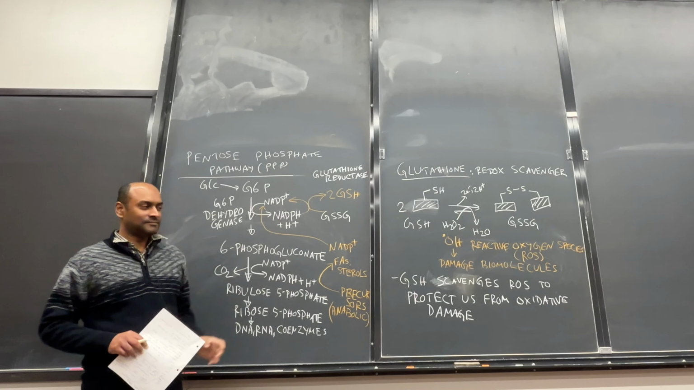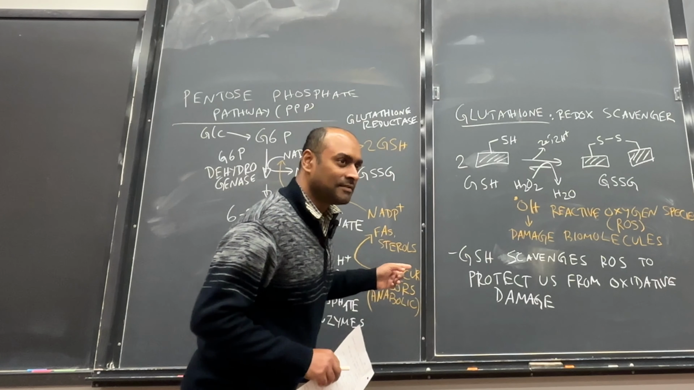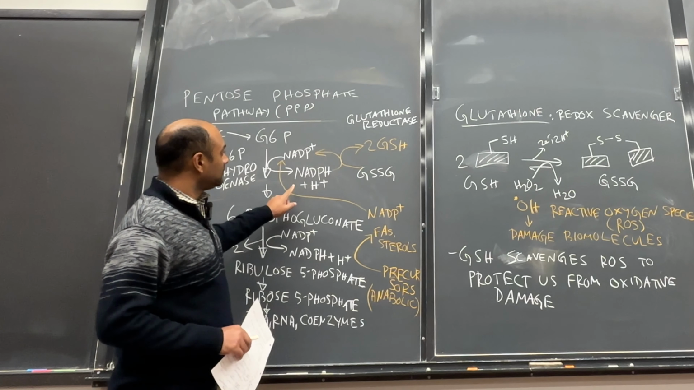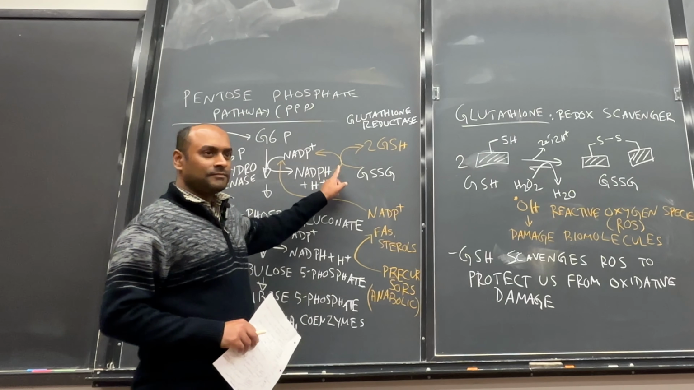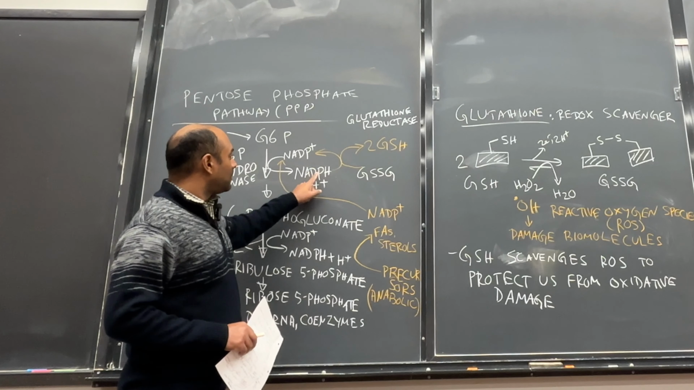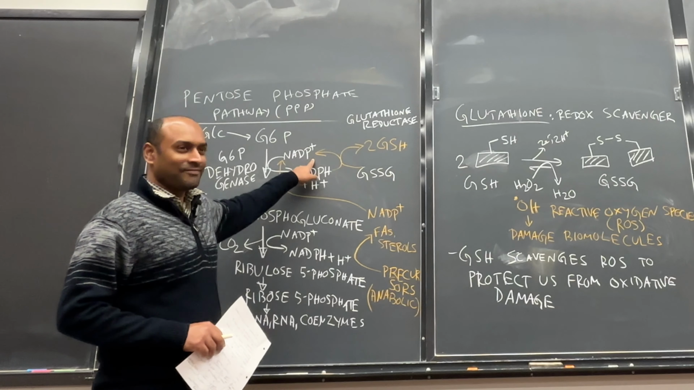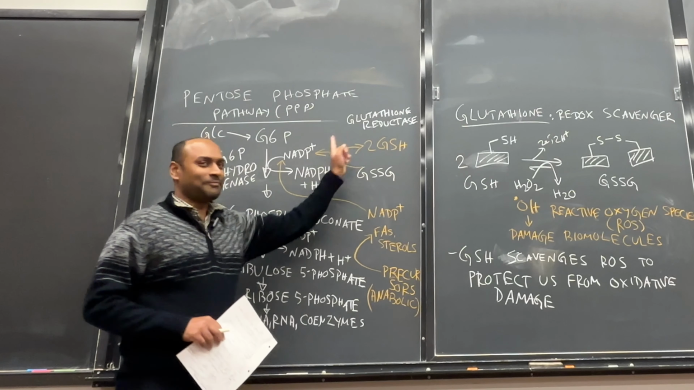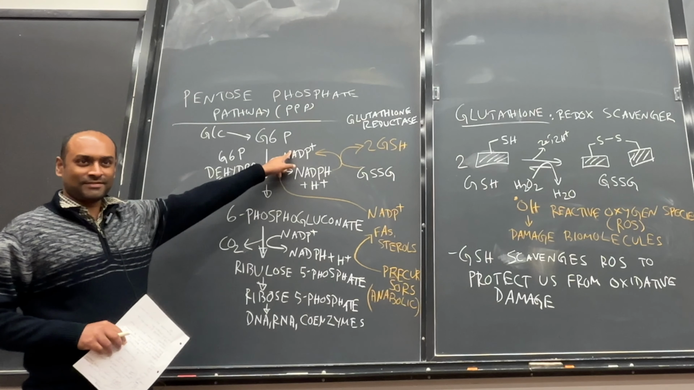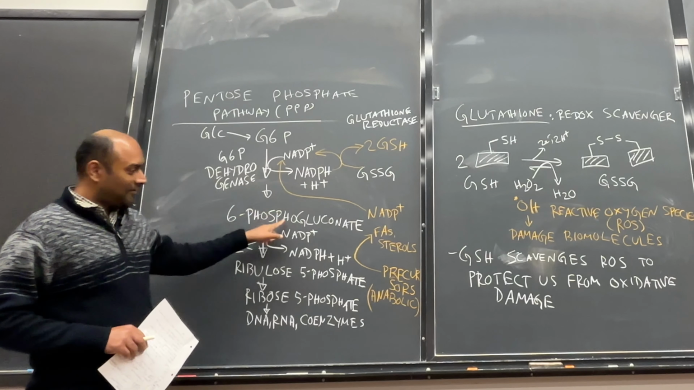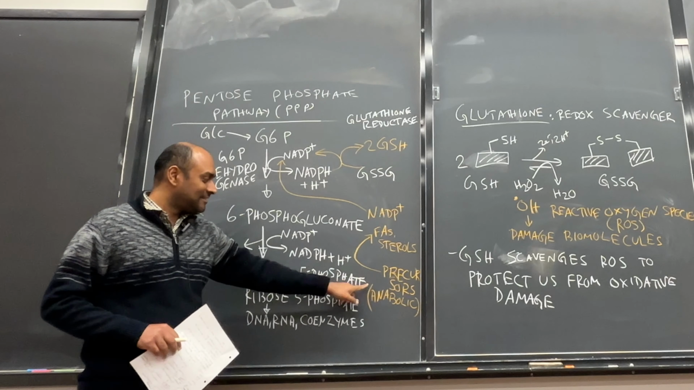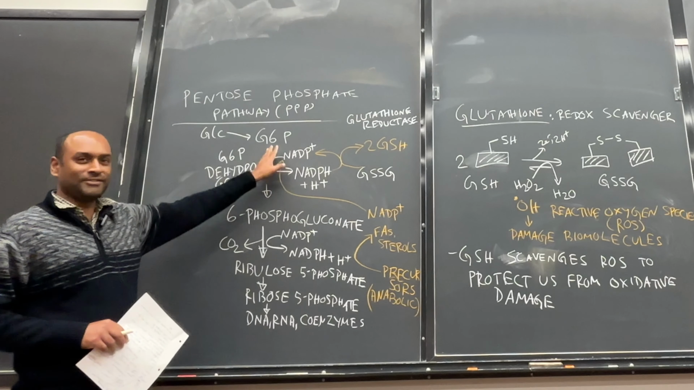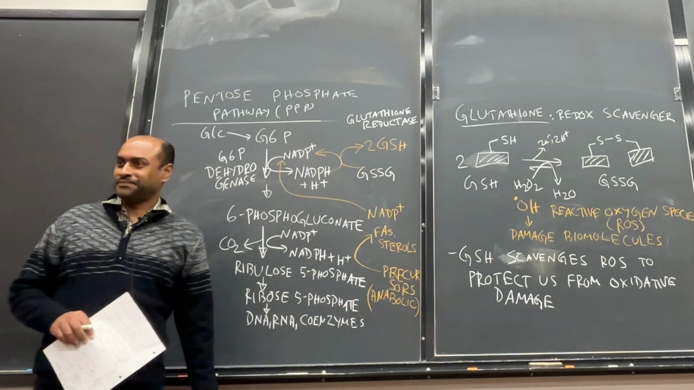Go ahead, Natalie. NADP plus. Right. That's right. So yes, when we reduce the glutathione back to its reduced form, we regenerate NADP plus, which can be used here, as well as when we make fatty acids, we also make NADP plus, so that they both can contribute to this pool of NADP plus. Go ahead.